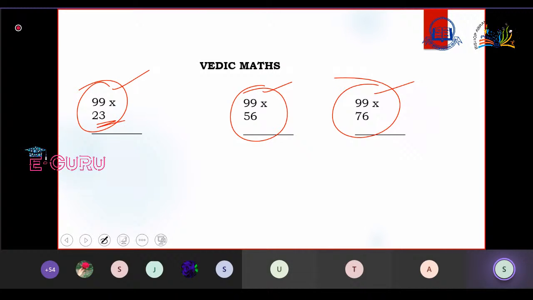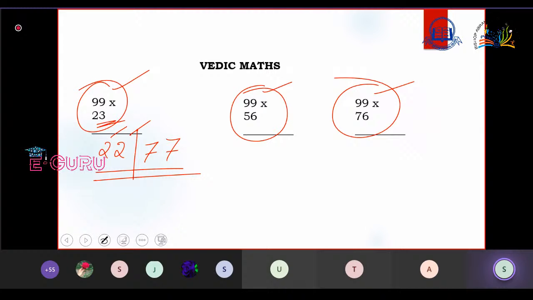For this number 23, we will take the first part as 22, which is 1 less than the number we are multiplying. So 99 into 23, instead of 23 we take 22, which is 1 less than the number we are multiplying. And the second part we can obtain by subtracting from 9. So 9 minus 2 is 7 and 9 minus 2 is 7. We subtract the first part from 9 to get the second part. So the answer to this question will be 2277.